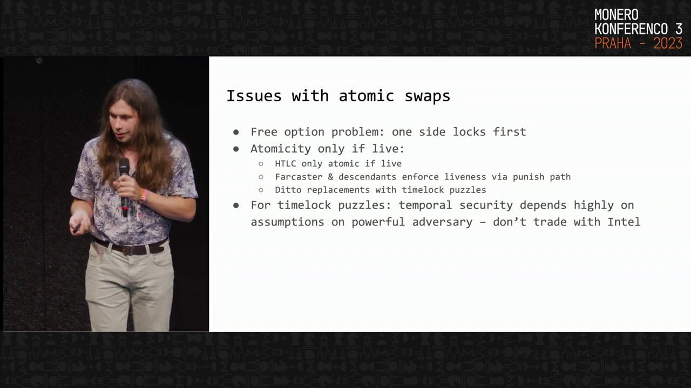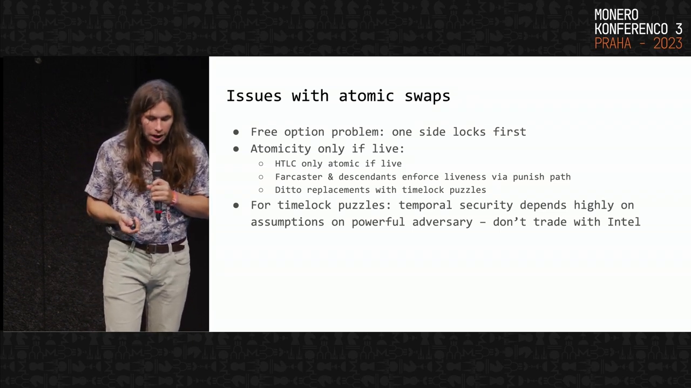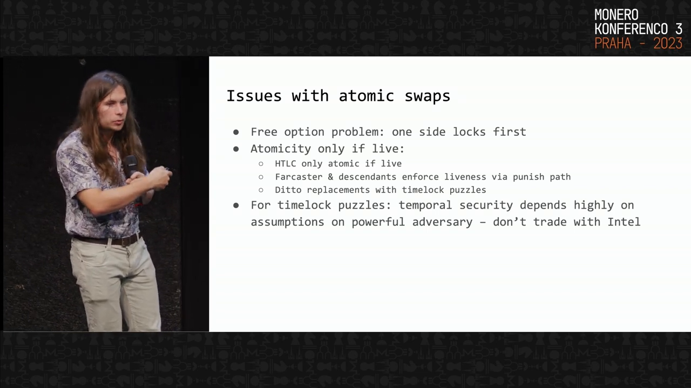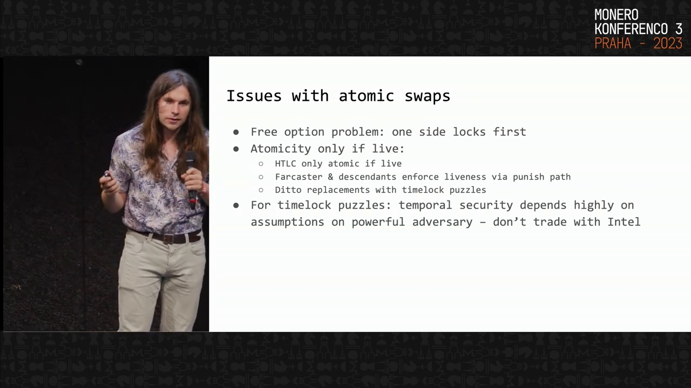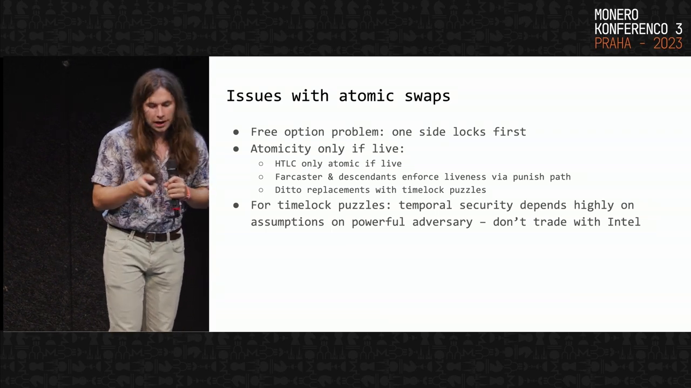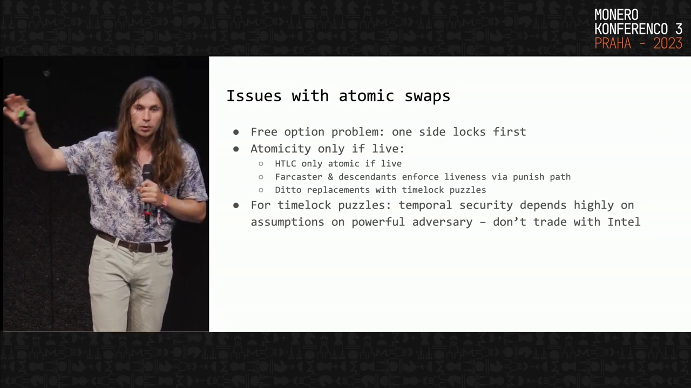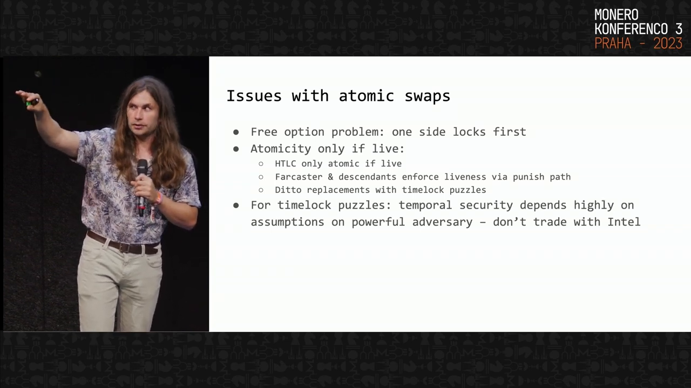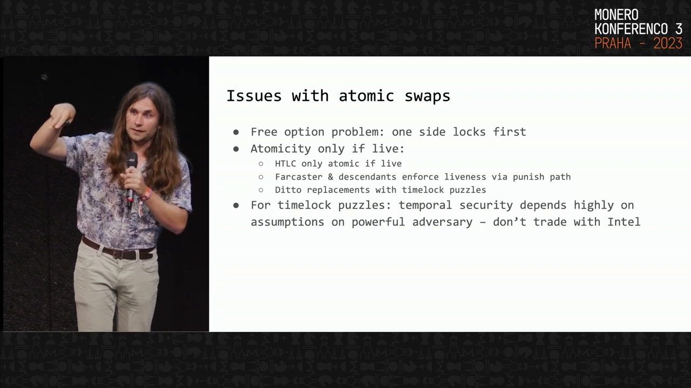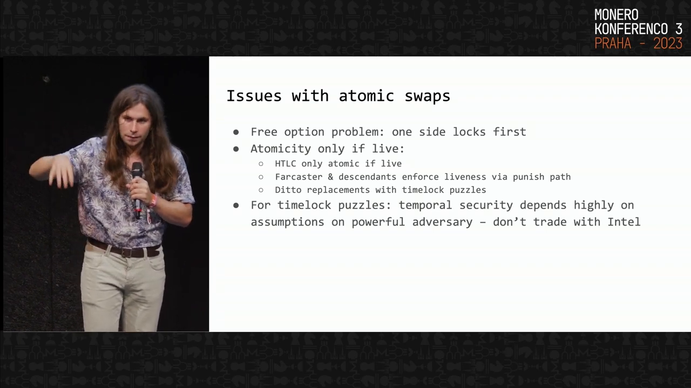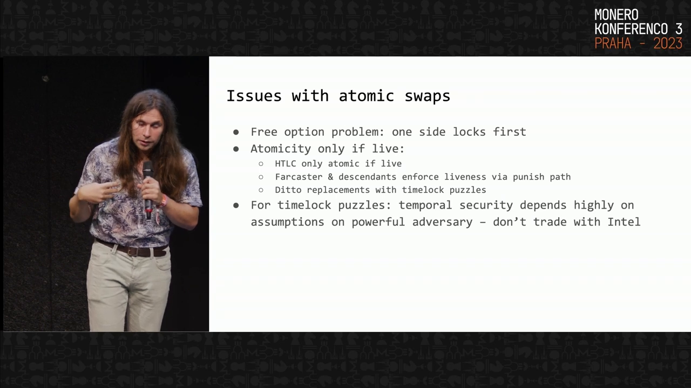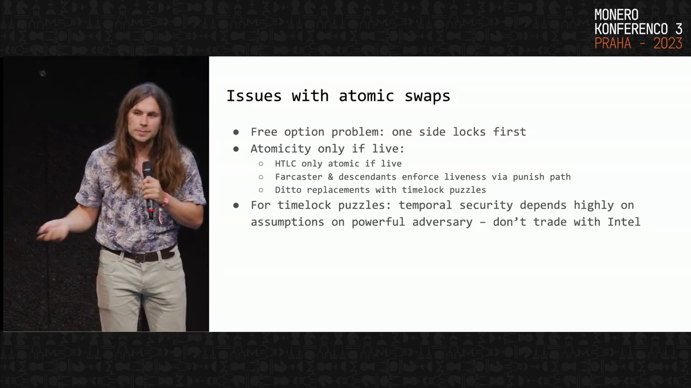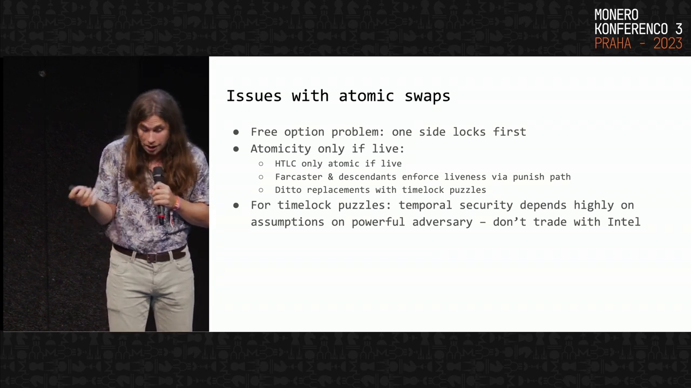So this problem is shared by all of these atomic swap protocols. And the other one, which I've tried to highlight as a common theme between all of them, is that atomicity is only guaranteed if you remain live. So in the HTLC case, if the party that locks first waits for the second timeout, if the party that locks second waits for the timeout, then the counterparty can take their funds and also refund their own. And in the Farcaster protocol, if Bob sleeps too long, then Alice punishes him and the Monero stays locked.